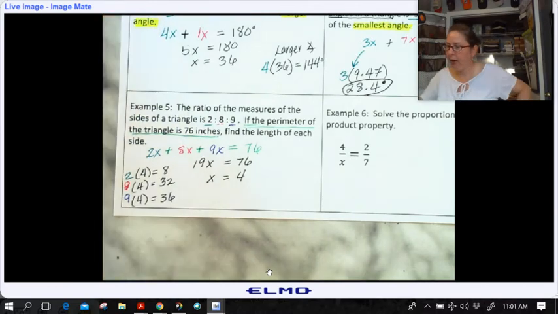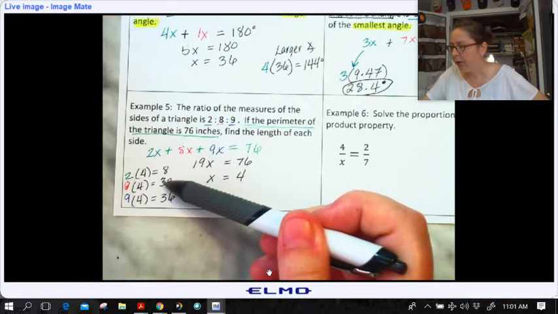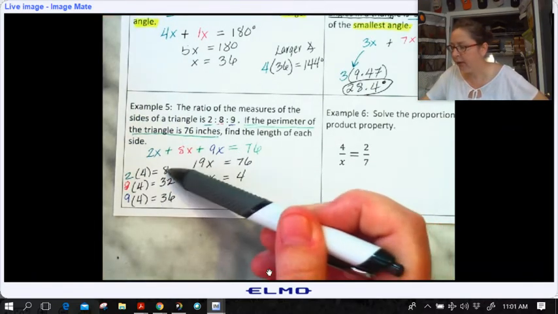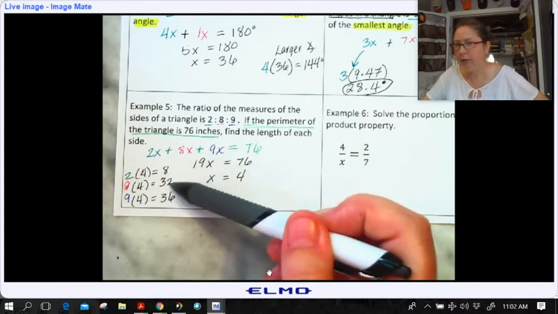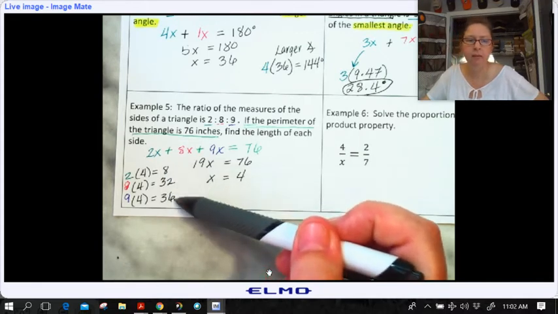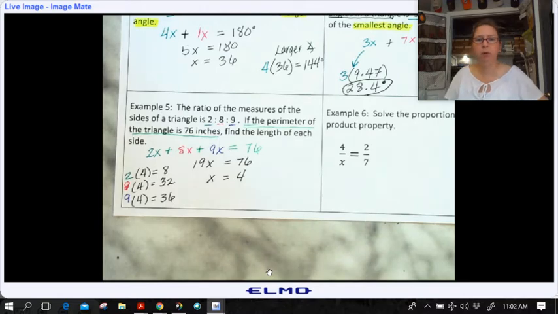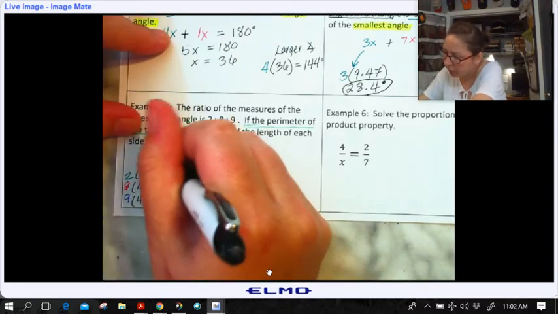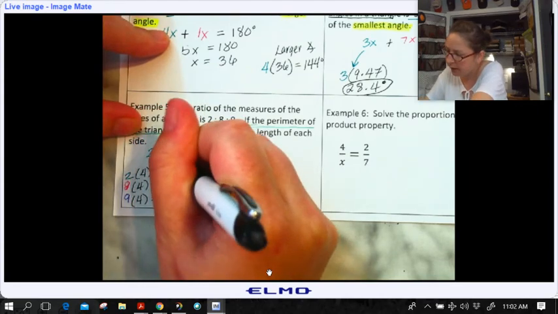Okay, and if you add them all up, 30 and 30 is 60. 8 and 2 gives me 70, and then 6, 76. So it works out. It does add up to 76. And these were the 3 sides.